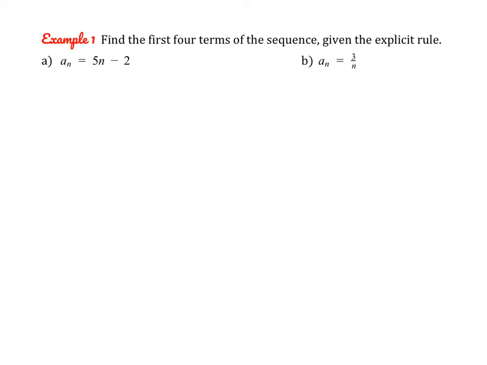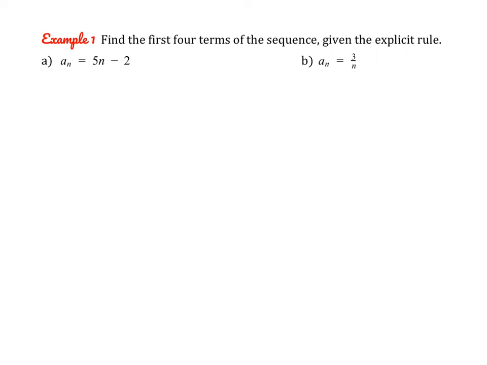All right, so first we're going to practice just how to use an explicit rule. So this says find the first four terms of the sequence given the explicit rule. So here's an example of what a sequence looks like. So it says a sub n equals 5n minus 2. So again, they would like us to find the first four terms.